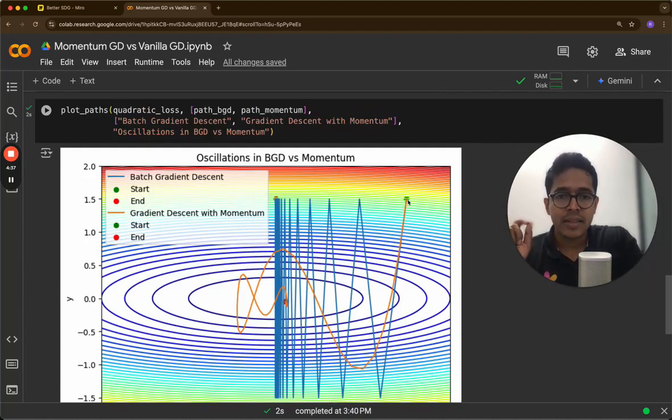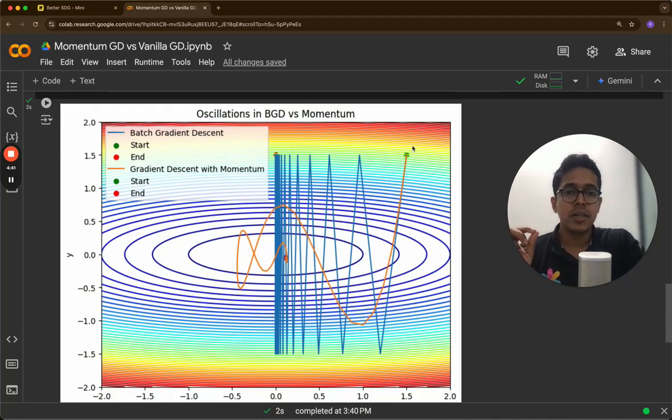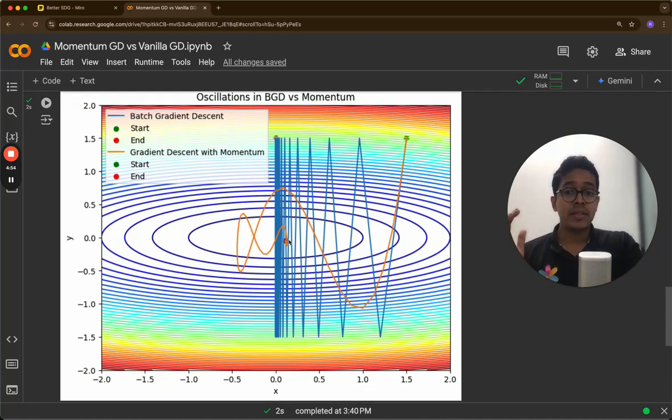So that is exactly the starting point, this green starting point. The starting point is the same for both cases. So x equal to 1.5. Here the x axis value is 1.5, y axis value is 1.5. And the ending point, ideally, because we know that the loss is minimum when x equal to 0 and y equal to 0. So the ideal ending point is over here where x equal to 0 and y equal to 0.